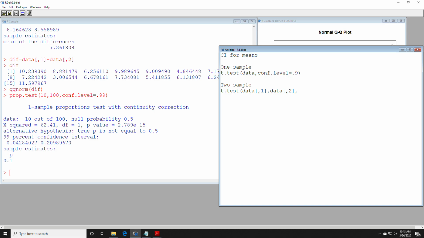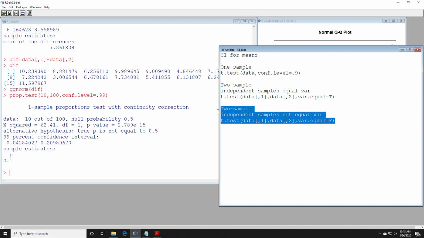Okay, and then there's lots of different ways. How about independent samples with equal variance? I believe it was var.equal equals TRUE. Two sample, not equal variances: var.equal equals FALSE.